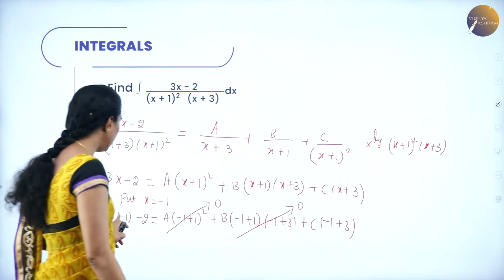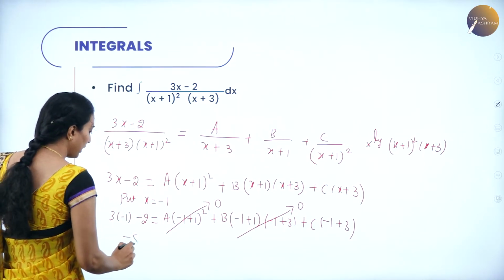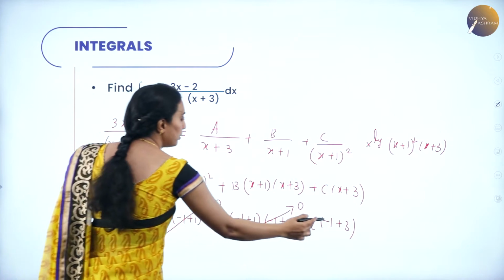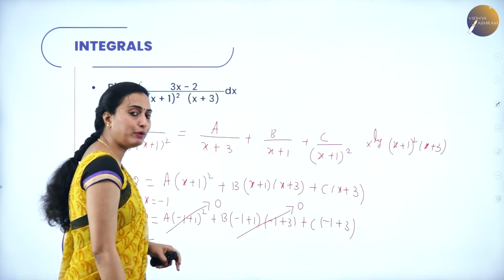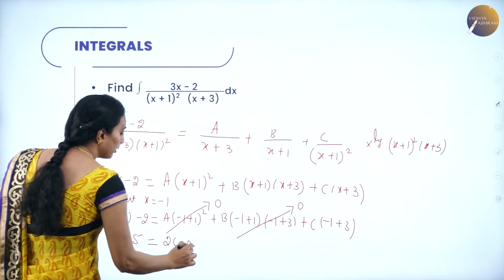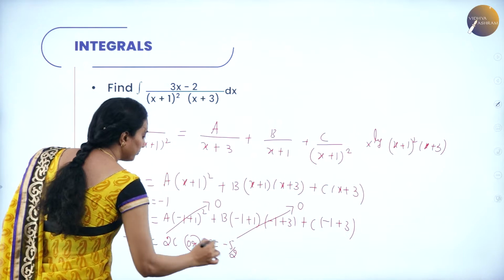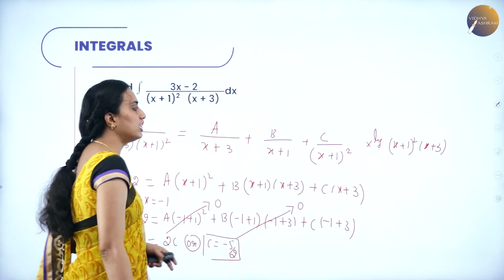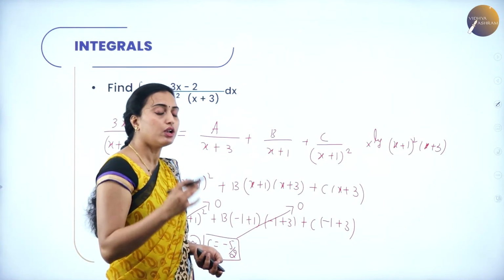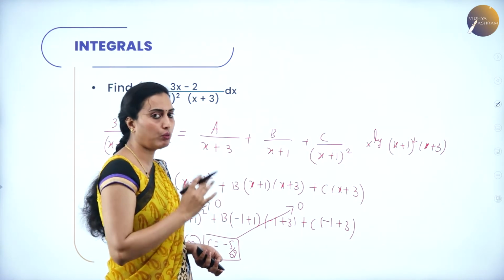On the left hand side, 3 into minus 1 is minus 3, minus 2 which is minus 5, which will be equal to minus 3 plus 1 which is plus 2c. Minus 5 is equal to 2c, or you can have c equal to minus 5 by 2. Now you are getting c is equal to minus 5 by 2. Now, comparing the coefficient of x and the constant term, let me see what happens.